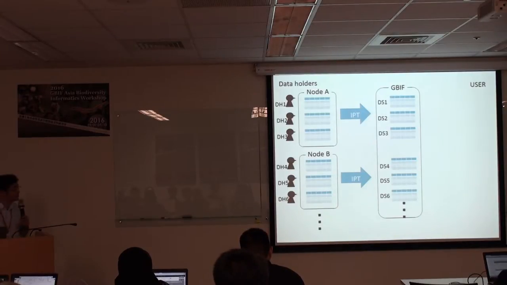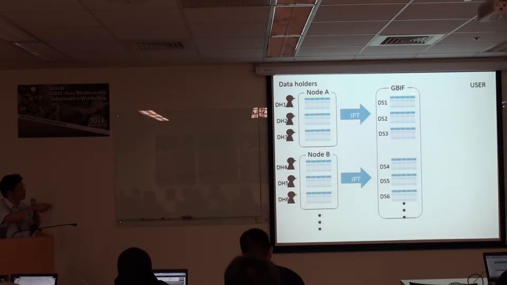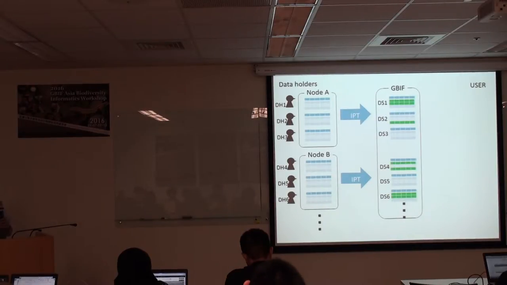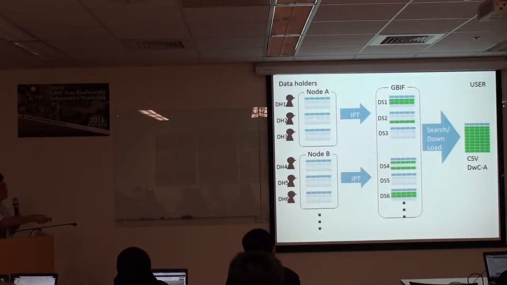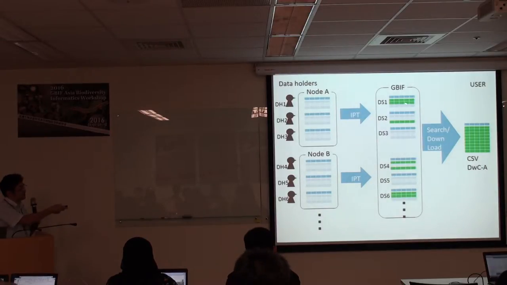Now, whatever we are going to do is this. When we search GBIF, we make a search command, and then certain data is extracted. For instance, the green data is being extracted from various data sets, right? And then we can download these data as a single table. So this looks like a single table, but usually it comes from various tables, unless we download a whole data set. It's a composition of data from various data sets.